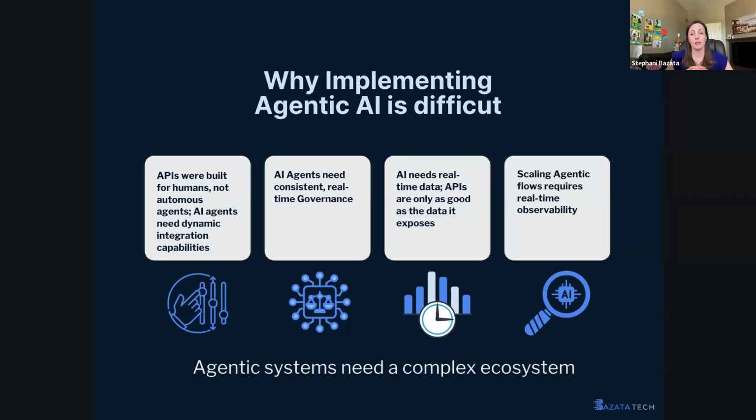AI agents are going to need real, consistent, real-time governance. They're also, again, data is going to be a key theme. I think it's been a key theme always, and it's going to continue to be a key theme. They're only as good as the data. And we're also going to need to see what's going on now more than ever. Observability and explainability are absolutely crucial when you're abstracting away some of the discrete logic out of your workflows.